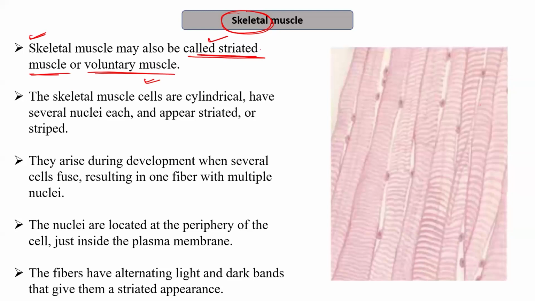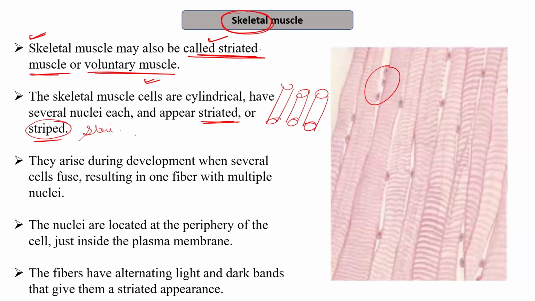So the skeletal muscles, as we can see in the figure, are cylindrical in nature. They have several nuclei each, and are striated or striped. You can see here in the figure, these are cylindrical cells and they have several nuclei each. They have stripe-like structures, or they are striated, and therefore they are called striated muscle.